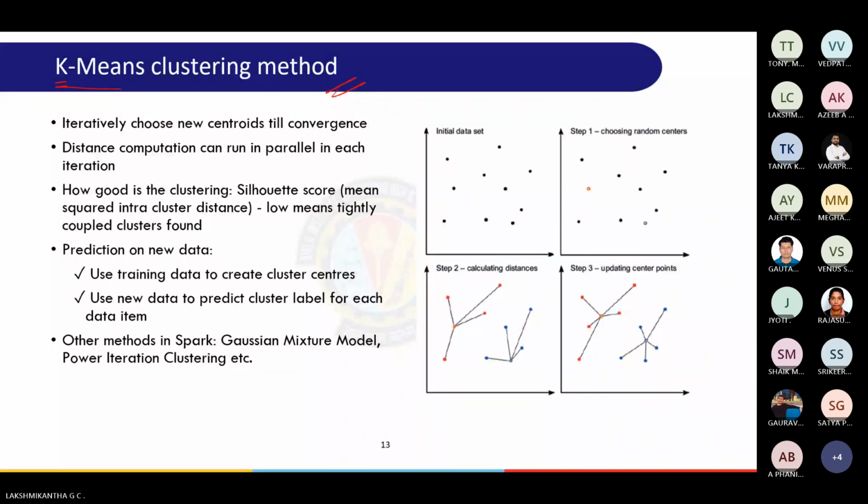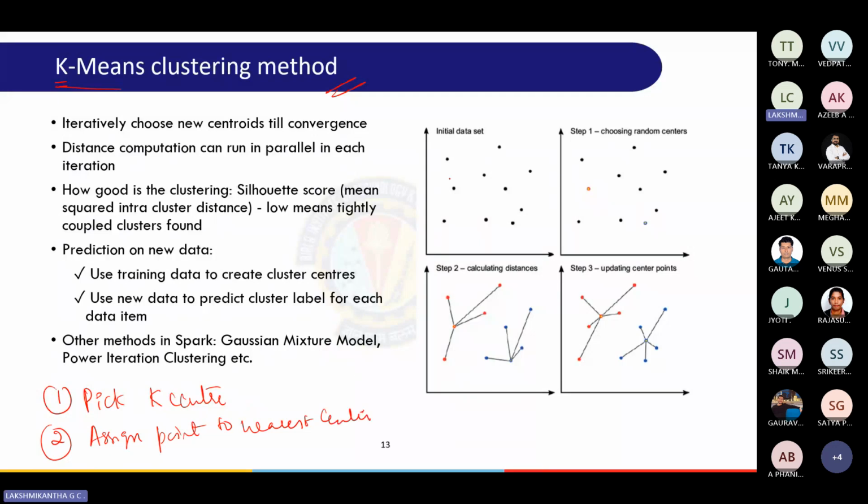So the very first step is we are going to pick K cluster centers. This is the very first step we are going to follow here. And the second step is assign each point to the nearest center. Look here, this is the data set. As I told you, we are choosing centers first, so K centers we are identifying here. After identifying K centers, we are calculating the distance from the center to the other points, so we get to know which one is very close to that particular center. That is the second step.